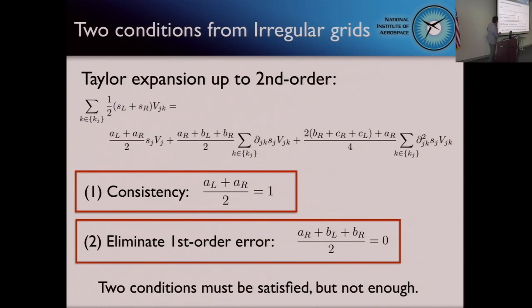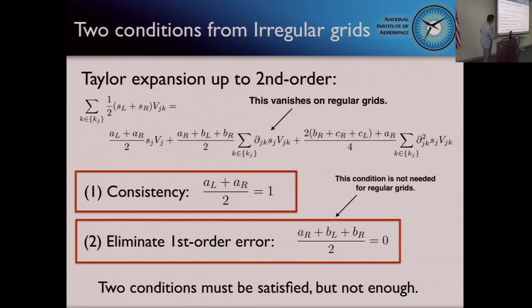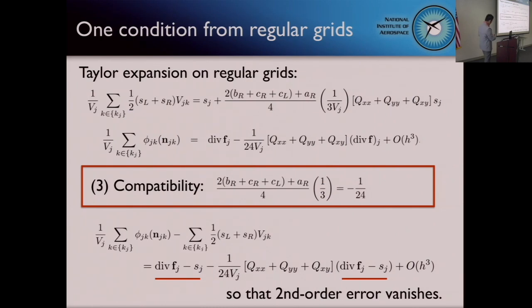First, we Taylor expand this expression up to second order on an arbitrary, irregular mesh. And we look at this first term. This should be the consistent term, so the average of AL and AR should be 1. And the second condition is to eliminate the first order error. This is the first order term, so we require this coefficient to be 0. So these conditions must be satisfied, but they are not enough. But on a regular mesh, you see this term will vanish, so we don't really need this condition here. So we can impose one more condition for regular grids. The last condition is the compatibility.